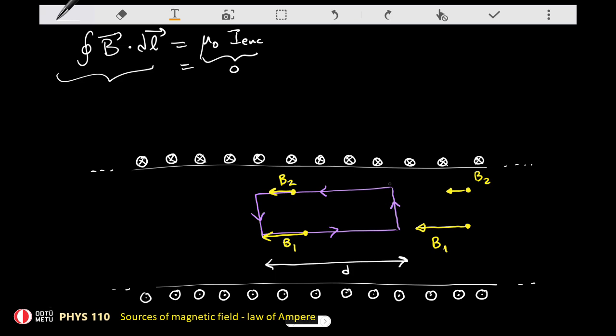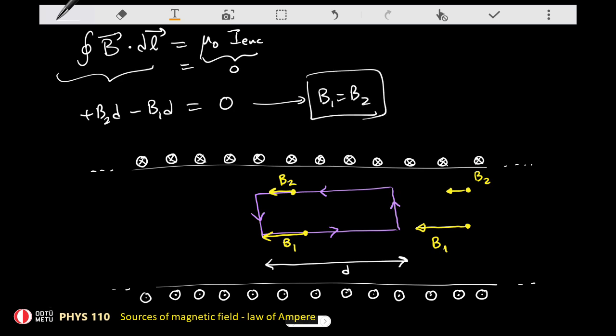So therefore, I don't write them. On this side, the integral is plus B2d. On the other side, the integral is minus B1d. Why minus? Because the displacement and the magnetic field are in opposite directions. I don't write the zeros. So on the right-hand side, I have 0. You can see that d cancels. So therefore, B1 is equal to B2.